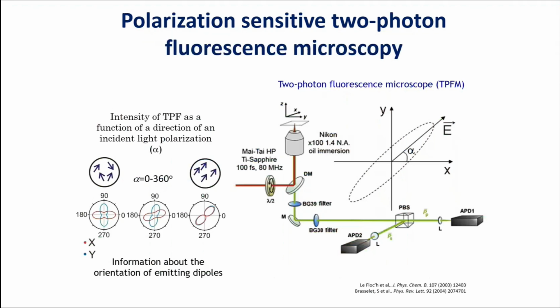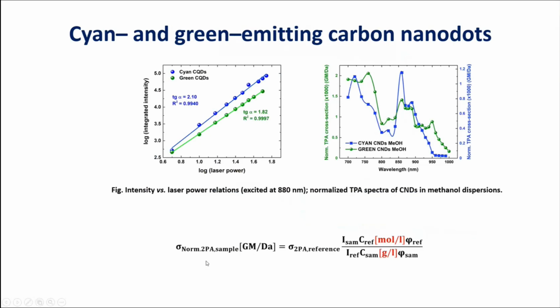So for this, we use polarization-sensitive two-photon fluorescence microscopy, where we cannot only image the sample, but also follow the direction of the dipoles in the sample, and we get the information about the orientation of the emitting dipoles. For it, we use polarized light for the excitation of the sample, but also we extract the polarization information from the luminescent material which we are studying.